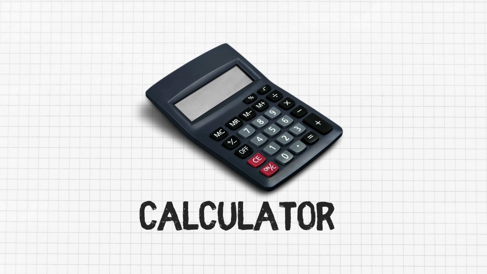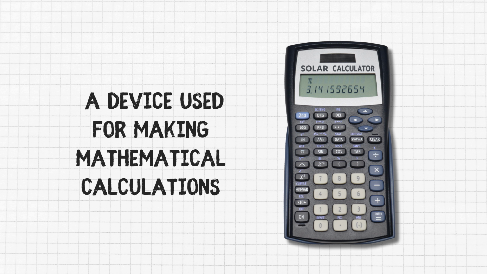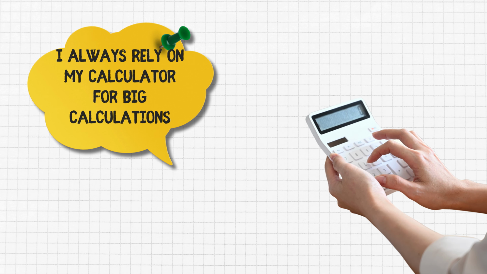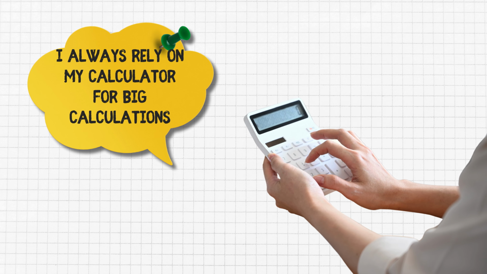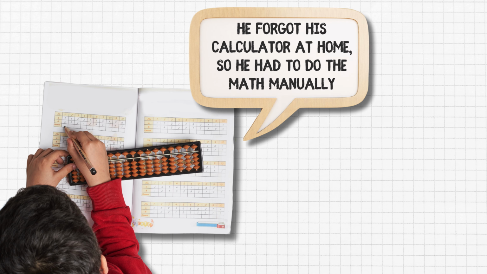Our third word is calculator. A calculator is a device used for making mathematical calculations. Here's how you can use this word. You can say, I always rely on my calculator for big calculations. Or, he forgot his calculator at home, so he had to do the math manually.